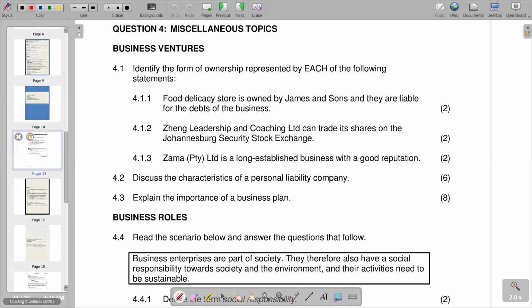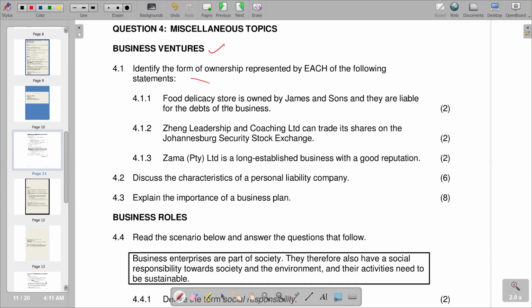So we go to question four. Question four is on business ventures. It says identify the form of ownership represented by each of the following statements. We are given different scenarios, and we have to identify the form of ownership. So basically, the first one, 4.1.1, says the food delicacy store is owned by James and Sons, and they are liable for the debts of the business.